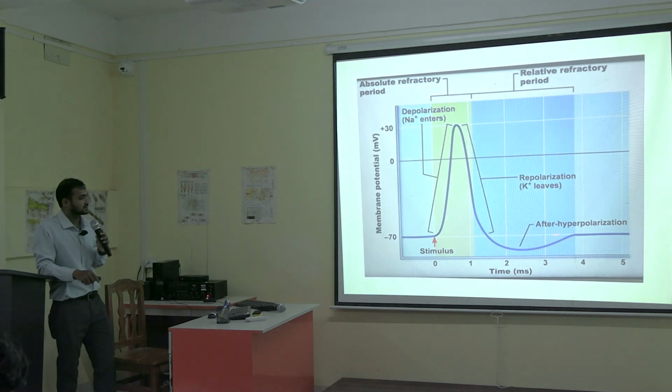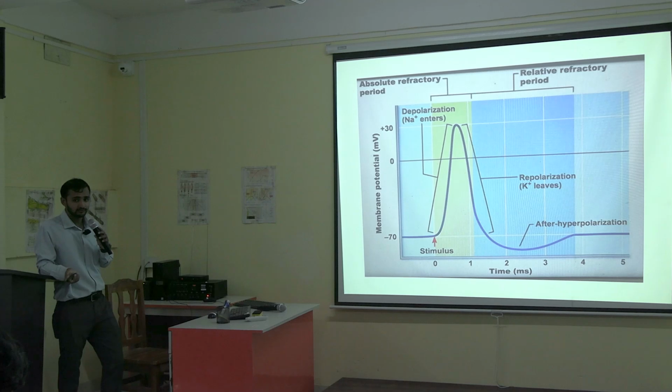So here it rests, and inside it's negatively charged. When I give the stimulus here, there will be a gradual increase. If it reaches the threshold, that is 10 to 15, from there it will fire. It will spike up rapidly, and then it will again come down faster.